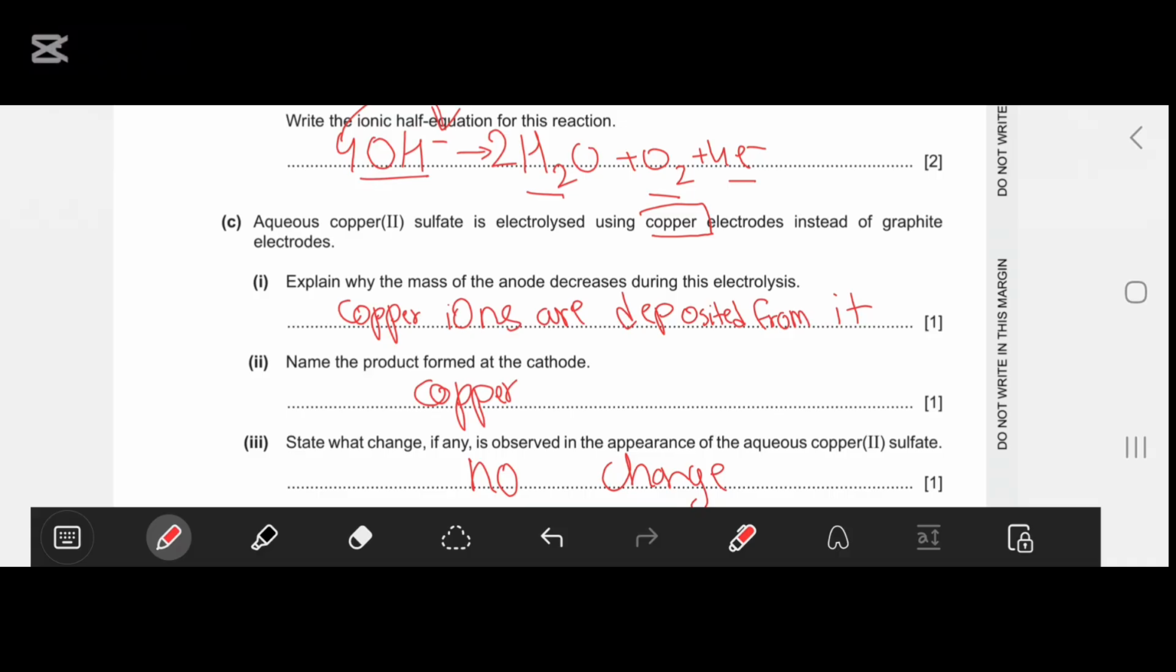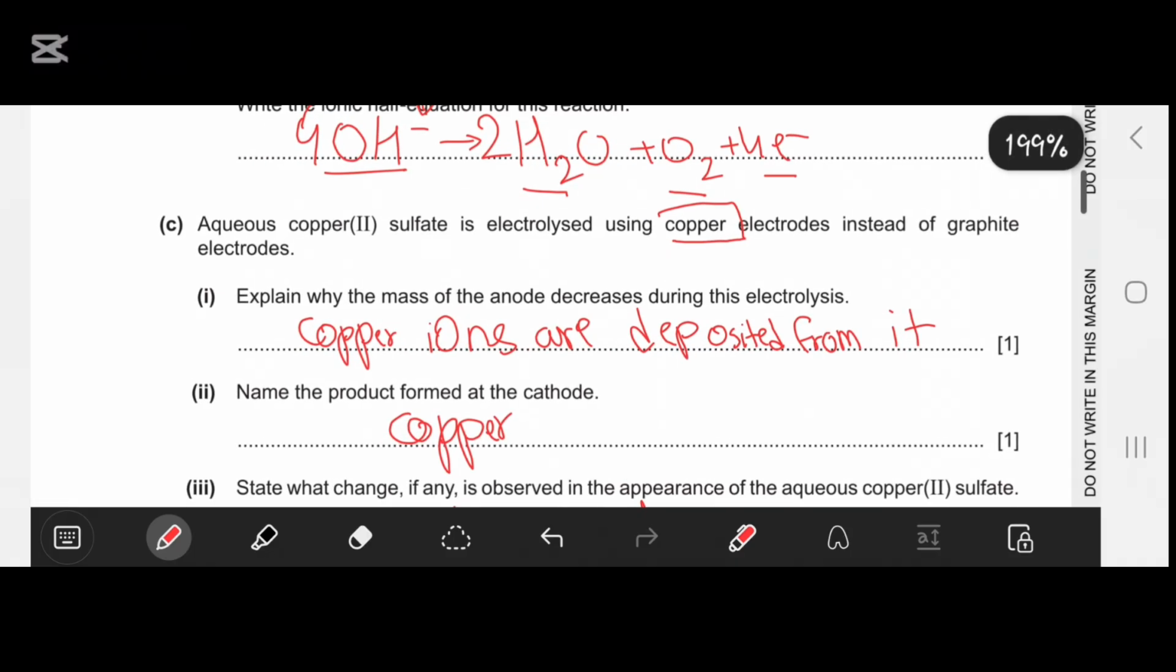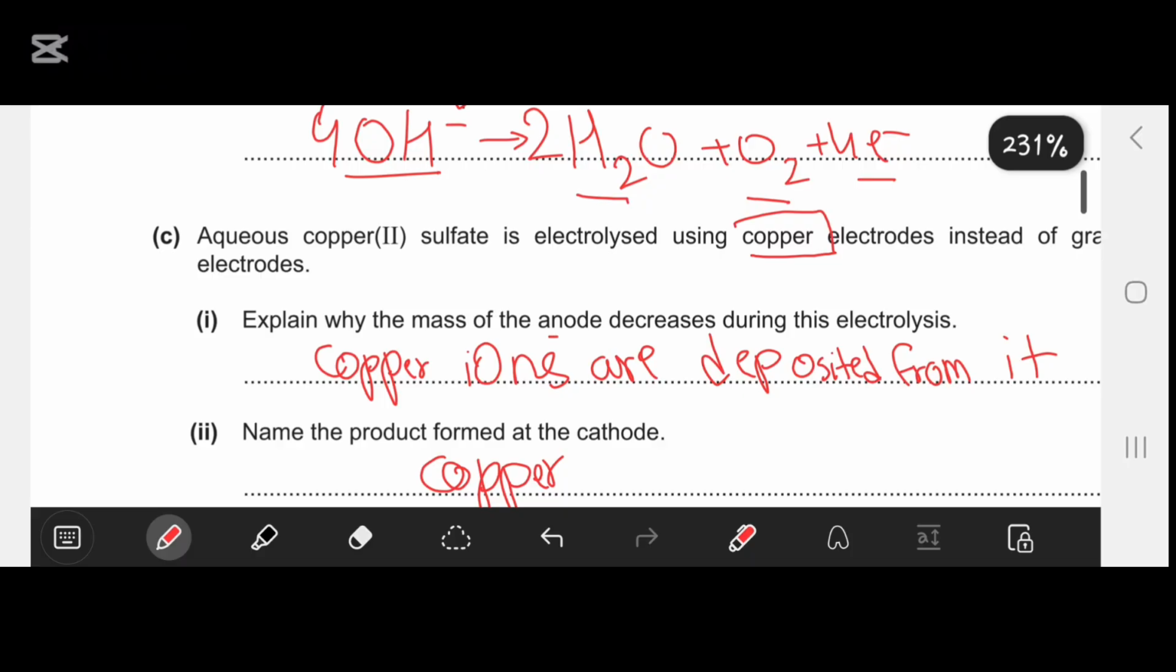Copper ions are deposited from it. Yes, the copper atoms are removed from the anode because the copper is reactive and it will be the one losing electrons and becoming ions. This is a rule that should be remembered about the anode if we use metal electrodes, not necessarily copper. We can use zinc, iron, any metal electrode that is reactive will lose ions.